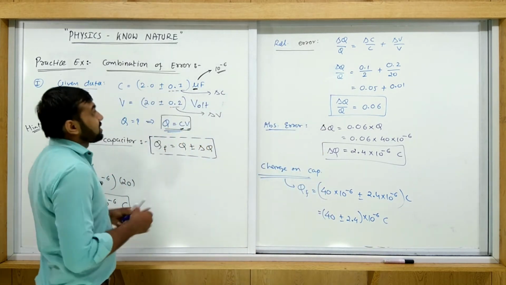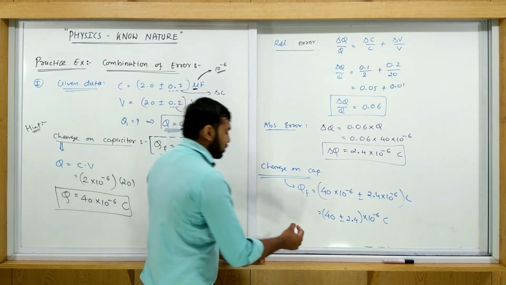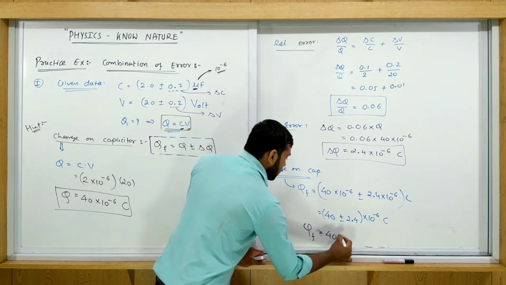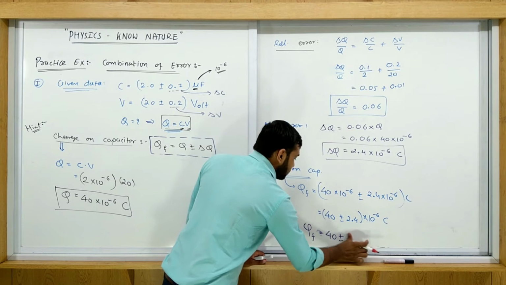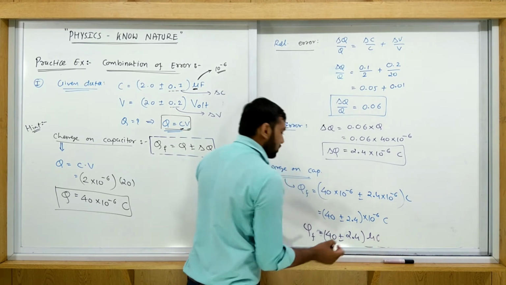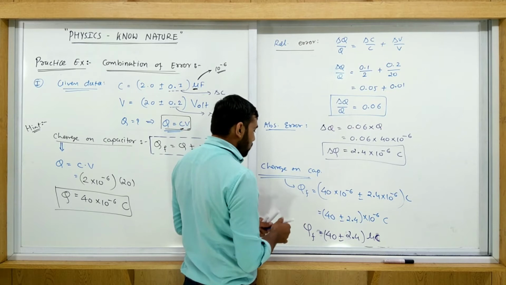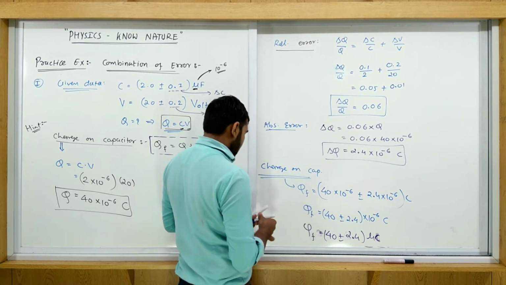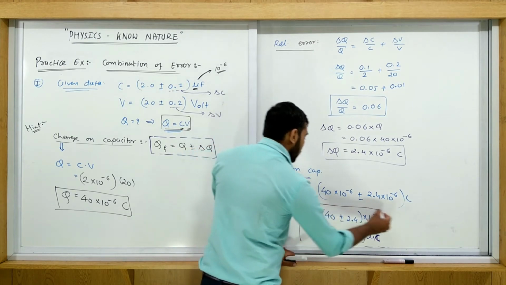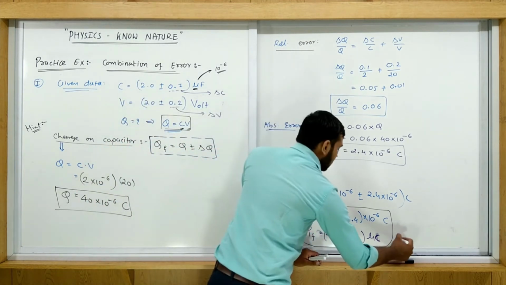What is 10 raised to minus 6? It represents a micro. So the answer is also right in this way: Q final is equal to 40 plus or minus 2.4 micro coulomb. Both the first and second answers are correct. Maybe you write the first one, maybe you write the second one; don't worry about which answer you have to write. So this is our answer.